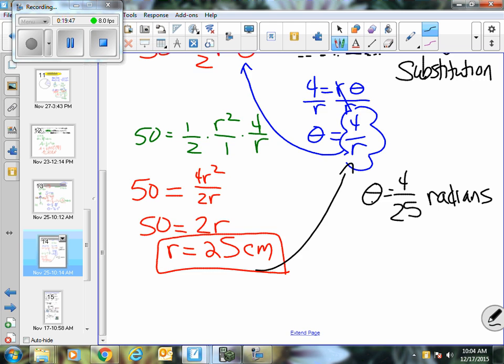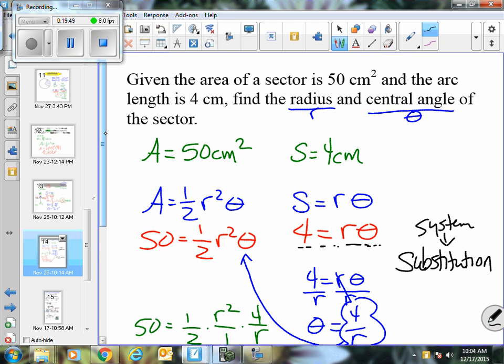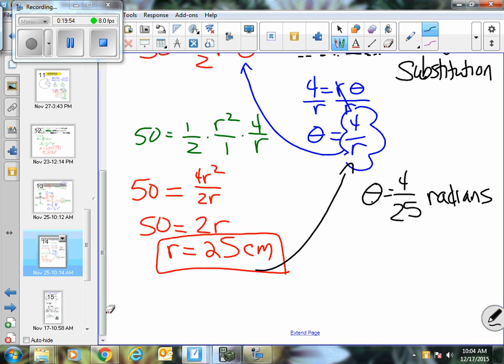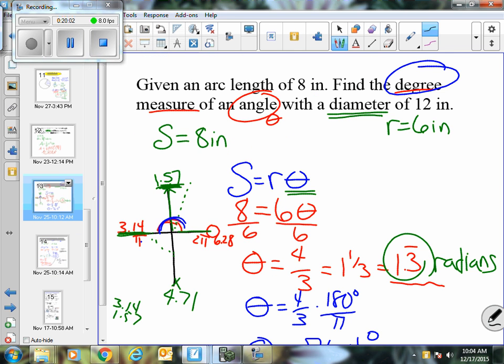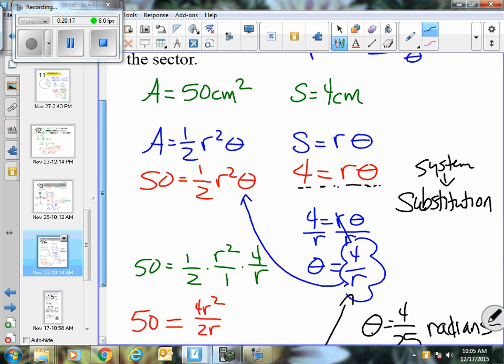Now go back, did it specify how they wanted your angle? It just said find the central angle. So have you found the central angle? Sure you did. It's in radians. You can write it as a decimal too if you want. I think it's 0.16 about. So if you think about where 0.16 is in your radian measure, I'm going to go back to my picture from before. The first quadrant is 0 to 1.57. 0.16 is going to be pretty tiny in that first quadrant because it's not even 0.5. It's not even halfway there. So it's pretty tiny, but it's a radian measure, which is fine.